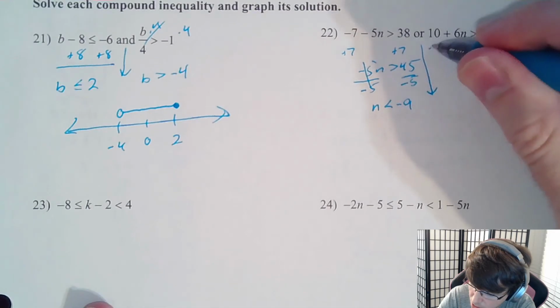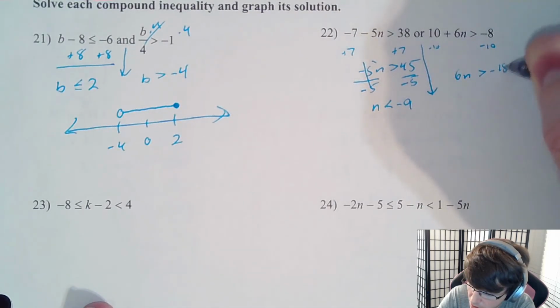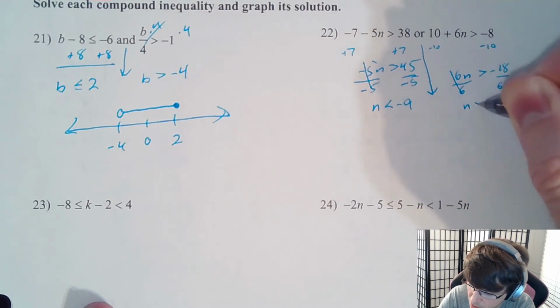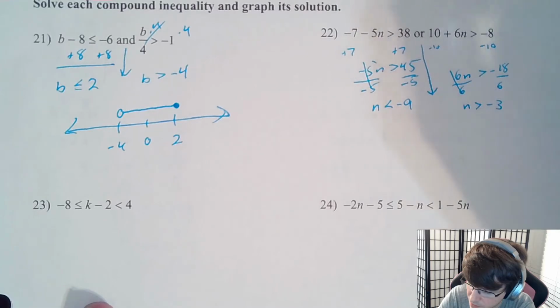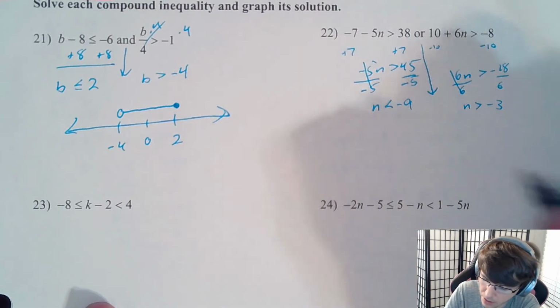Subtract 10 on both sides now. 6n greater than negative 18. Divide both sides by 6. We do not flip the sign because we did not divide by a negative. We divided by a positive. So n is less than negative 9, or it's greater than negative 3.